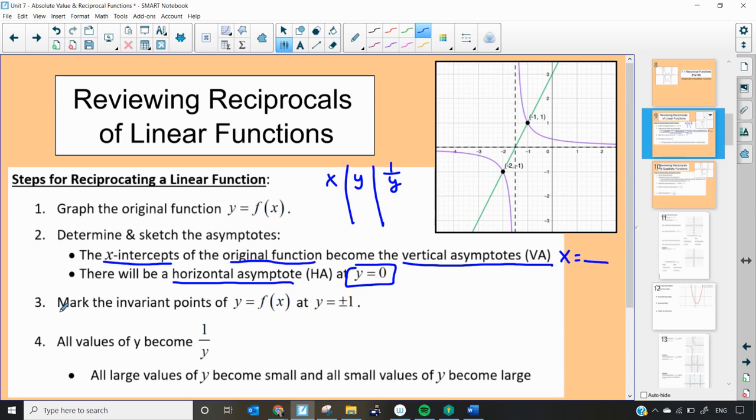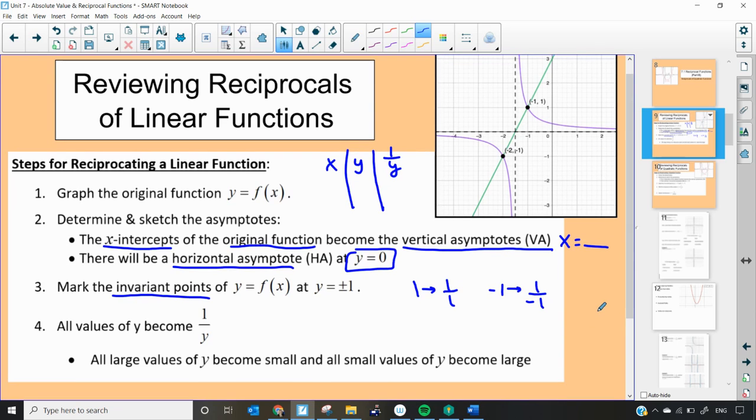Now the next thing we did was find our invariant points. And so an invariant point was where the points of the graph were identical on both the original function and the reciprocal. And those happened at y equals plus and minus 1. Because if I take the reciprocal of 1, it's just 1 over 1. When I take the reciprocal of negative 1, it's 1 over negative 1. So those points don't actually change. So on our graph, we would have plotted those invariant points. Now after that, we just have to sketch the rest of the graph.